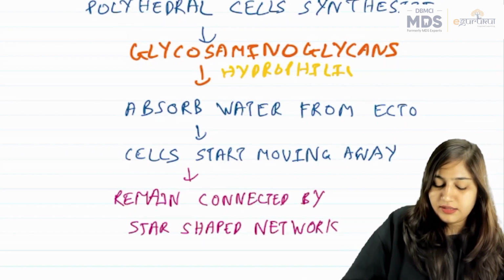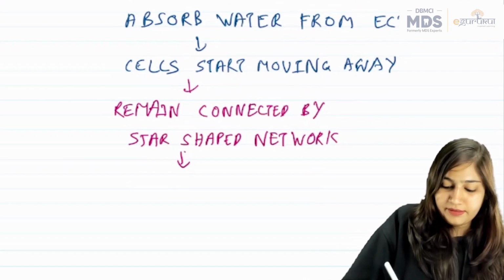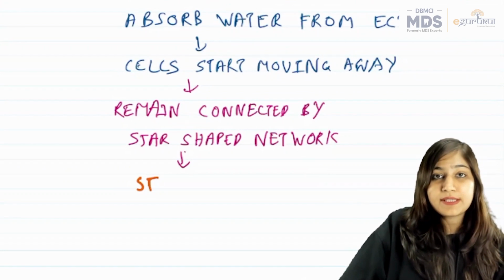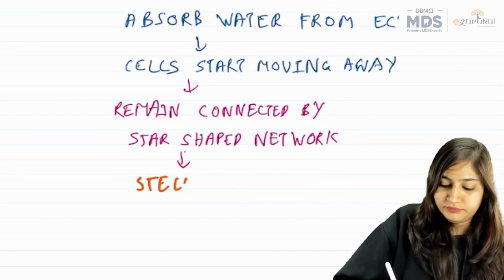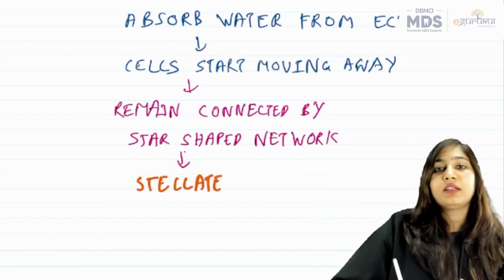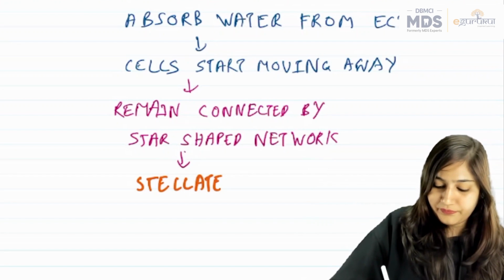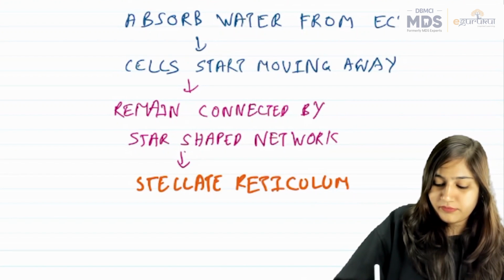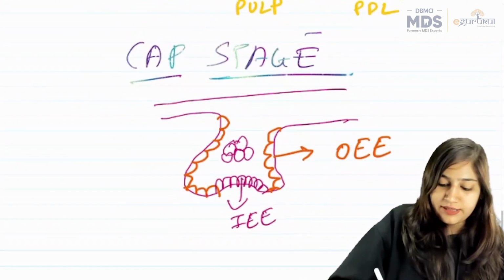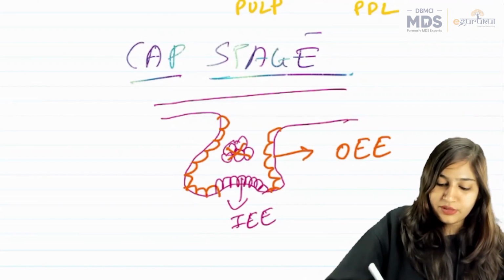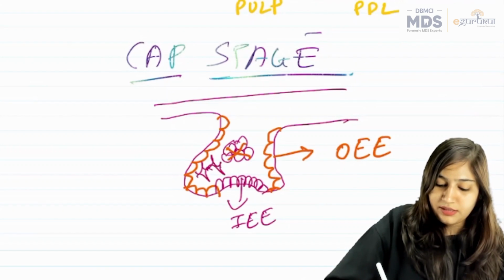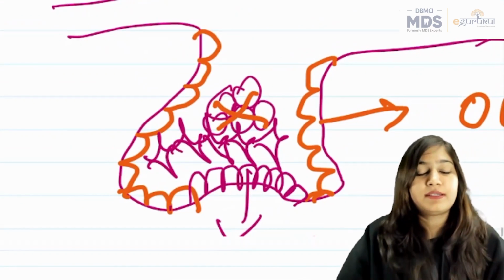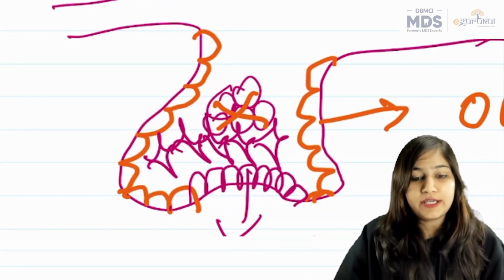These cells are stellate reticulum cells. So here the polyhedral cells transform into a star-shaped network. Here you can see star-shaped cells present in place of polyhedral cells.